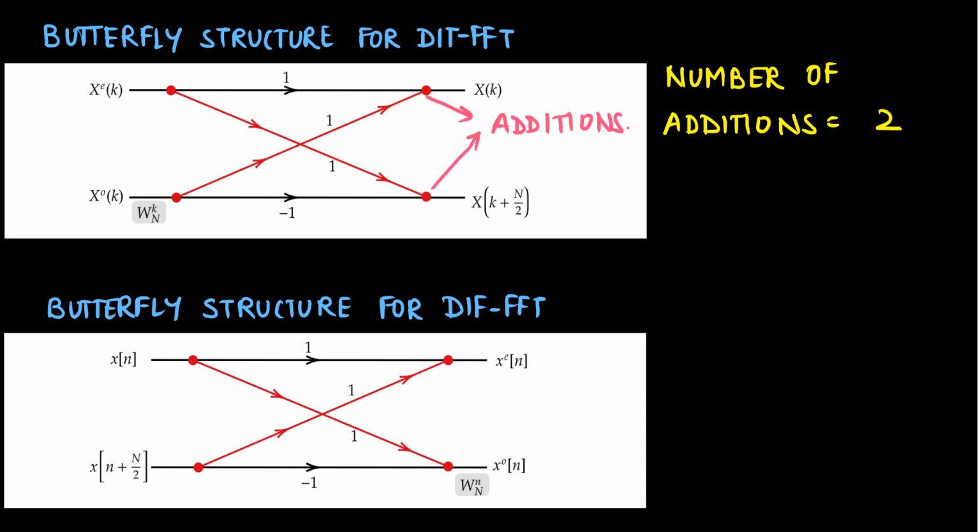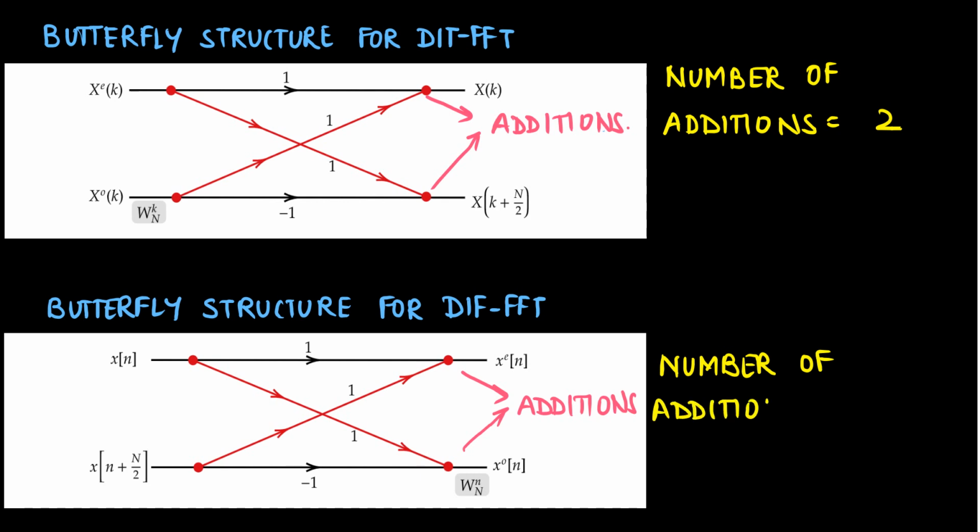Similarly, if we observe this structure, again we have these 2 points here. So they indicate additions again. Therefore, the number of additions is equal to 2.